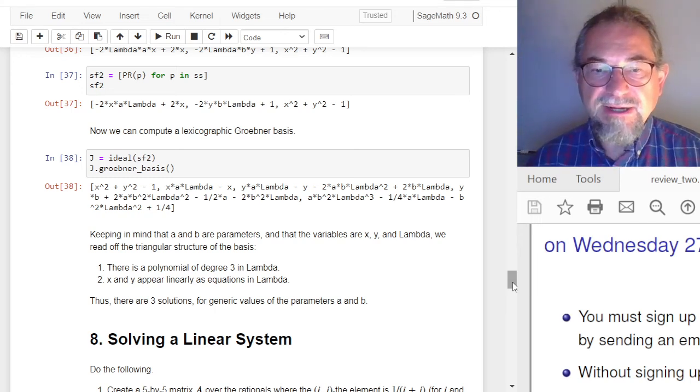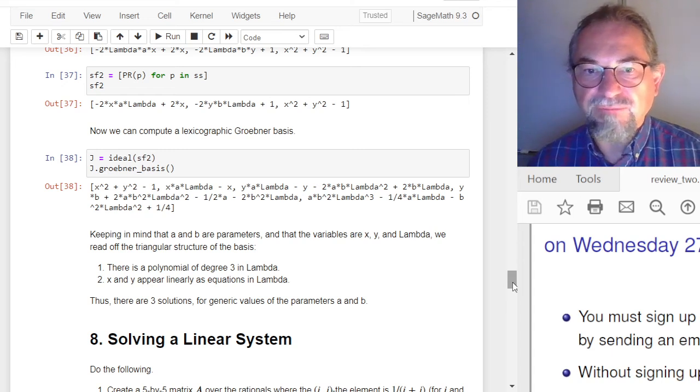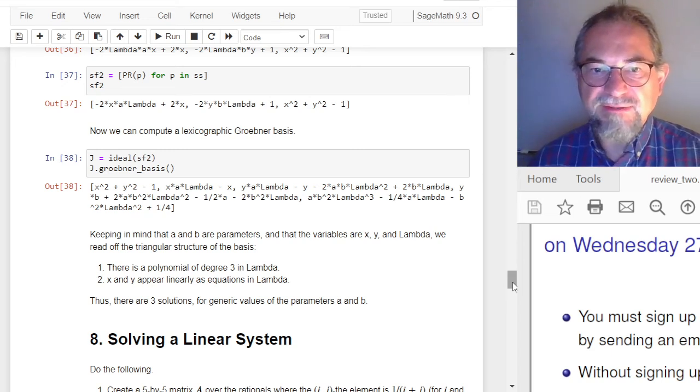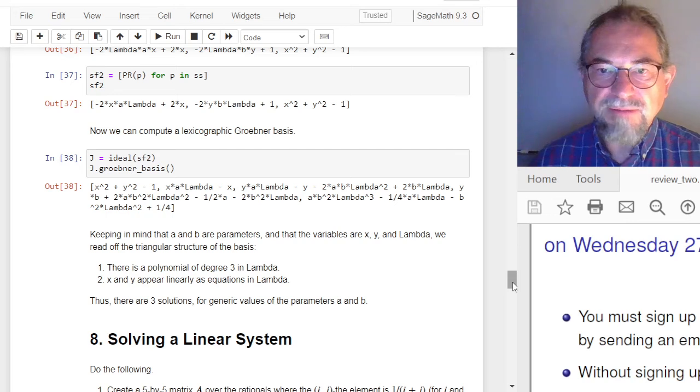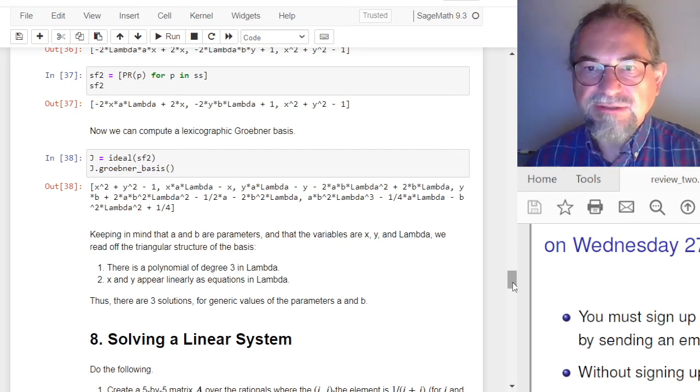So I'm staring at this a little bit, and you can see that it is the last polynomial. Note that the parameters a and b are sitting in there, so at first sight it might be confusing. I'm saying there is a polynomial of degree 3 in lambda. That's the last polynomial. So it might be good to point this out very explicitly.